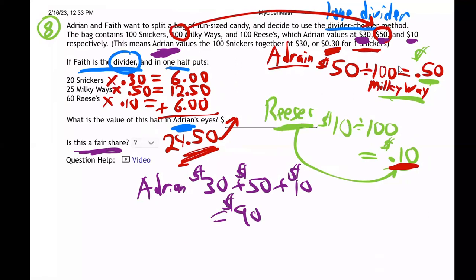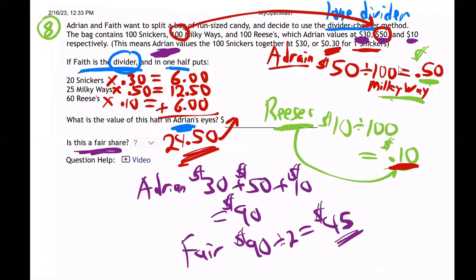So what is fair for Adrian? There's two people. Adrian looks at that pile of candy and says, I think that whole pile is worth $90. So what's a fair share? Divide by 2, right? There's only two people. So he thinks the fair share would be $45 or more. So is this $24.50 fair? No, he would not think that's a fair share. Does that make sense?